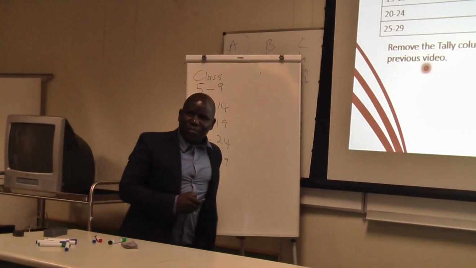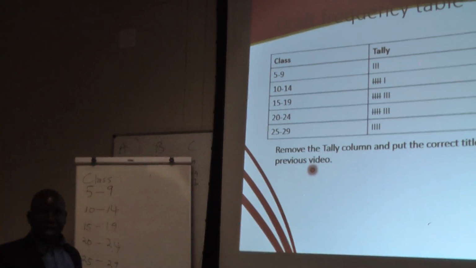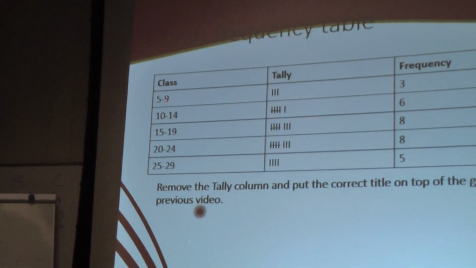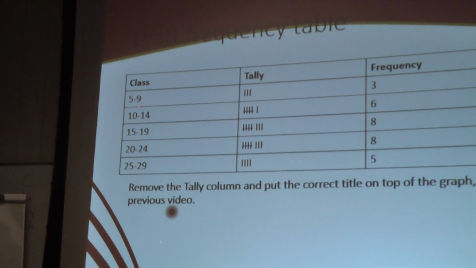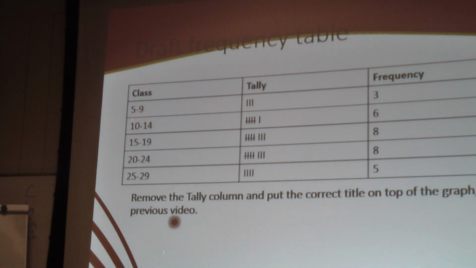But I want you to appreciate something. These classes are called apparent classes. They have gaps in between. You can see that, for example, 9.5 is not included in any of these, either in the first or in the second. Because we are saying 5 to 9, 10 to 14. So a value of 9.5 is neither in the first nor in the second. So these are called apparent class limits.